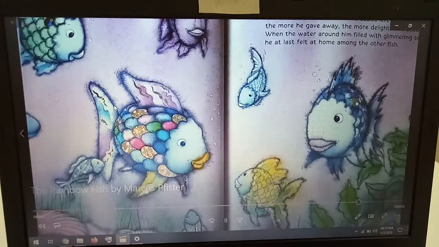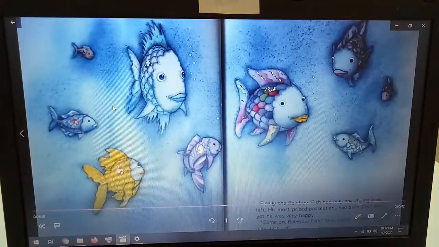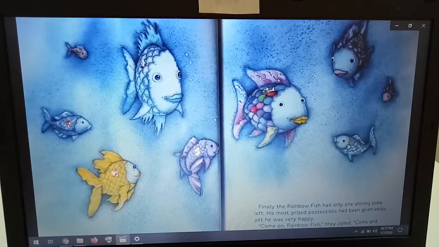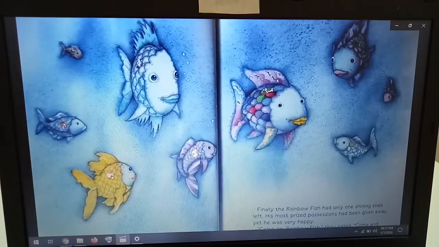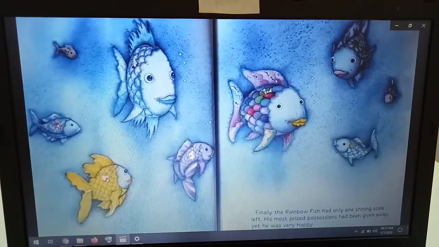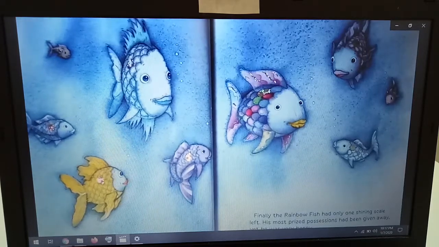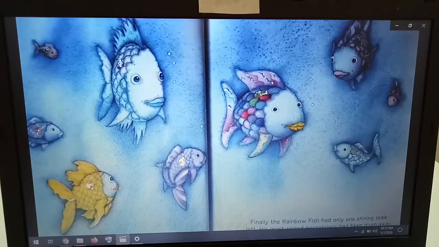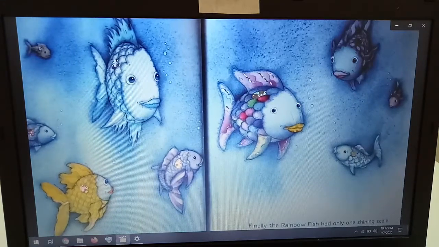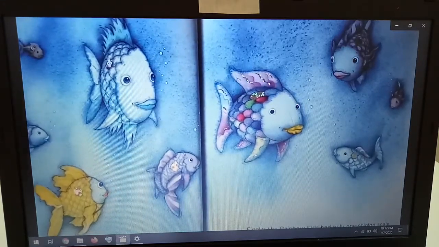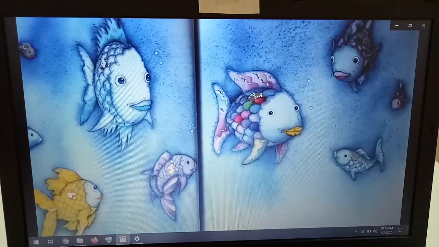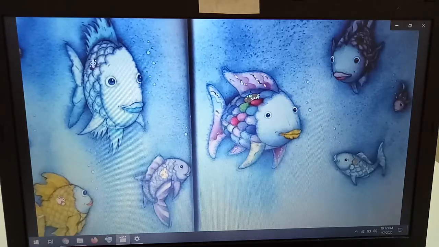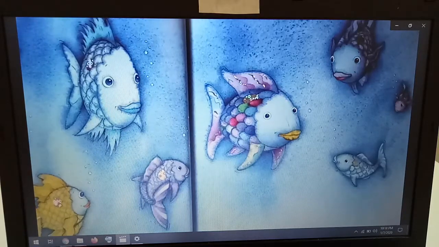Okay, let's continue. Finally, the rainbow fish had only one shining scale left. His most prized possessions had been given away, yet he was very happy. "Come on, Rainbow Fish," they called. "Come and play with us." "Here I come," said the rainbow fish, and happy as a splash, he swam off to join his friends.